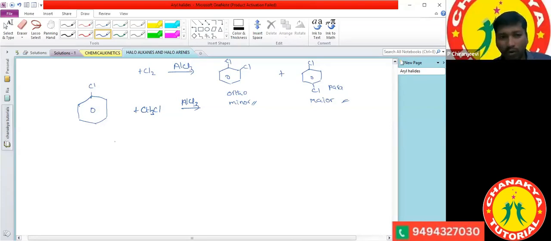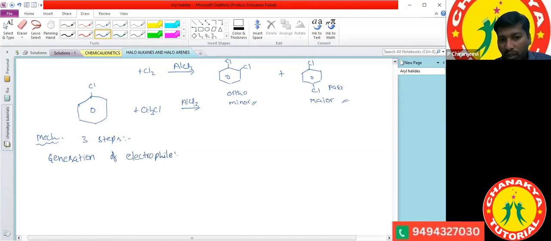So now this is an aromatic compound. I think you're having a problem with the electrophilic substitution reaction mechanism. Electrophilic substitution reactions are completed in 3 steps. What are the 3 steps? First one is generation of electrophile.